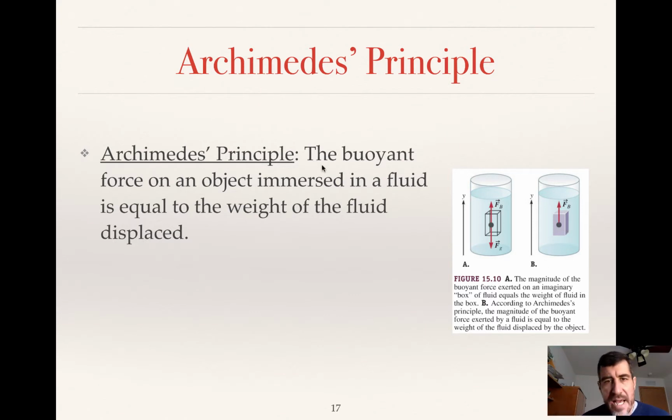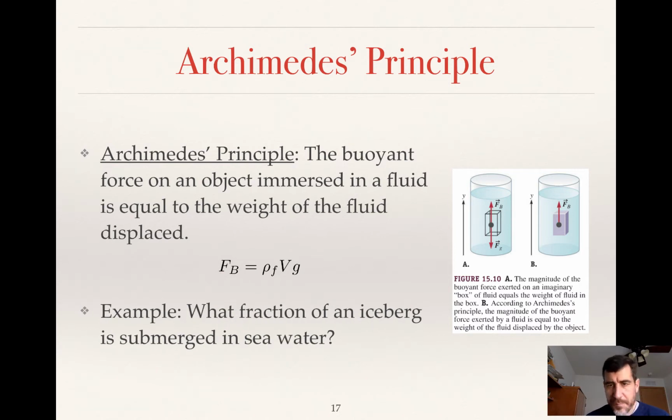And if you do a little math, you can figure out that the magnitude of this buoyant force on an object immersed in the fluid has to equal the weight of the fluid displaced. So the buoyant force, F sub b, the magnitude of the buoyant force, I should say, is going to be equal to the density of the fluid, rho sub f, times the volume of the fluid displaced, which gives you the mass of the fluid displaced, multiplied by the acceleration due to gravity, and that'll give you the weight.